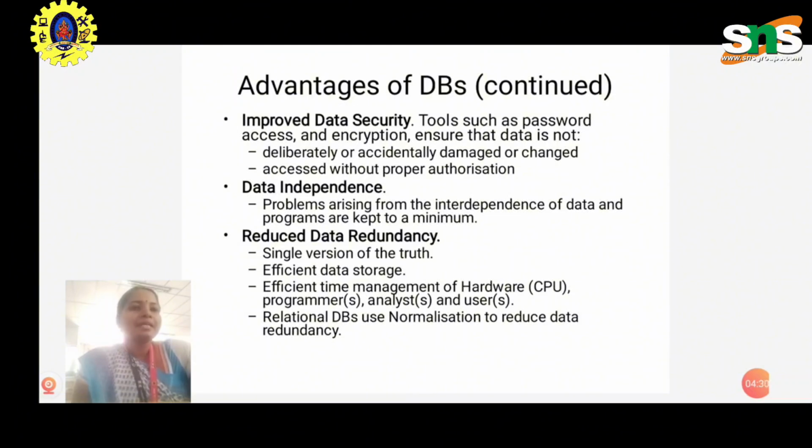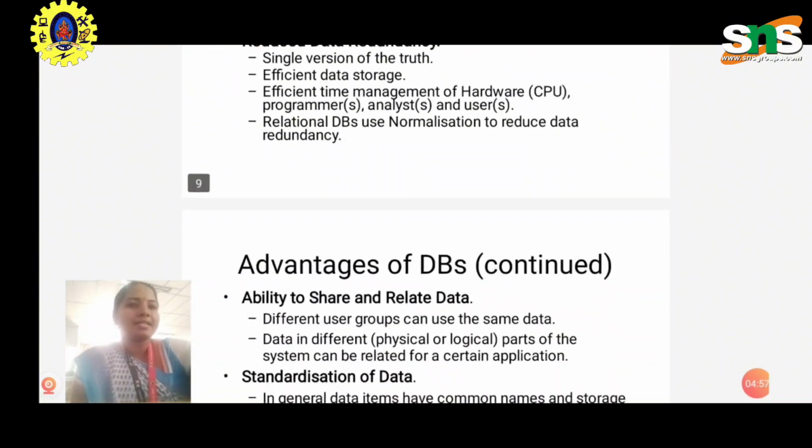Data independence. Problems arising from the interdependence of data and programs are kept to a minimum. Reduced data redundancy: a single version of the truth is here. Efficient data storage is also used. Effective time management of hardware, that is the CPU. Here they use the priority scheduling method for programmers, analysts, and users. Priority scheduling is used everywhere. Relational databases use normalization to reduce data redundancy.